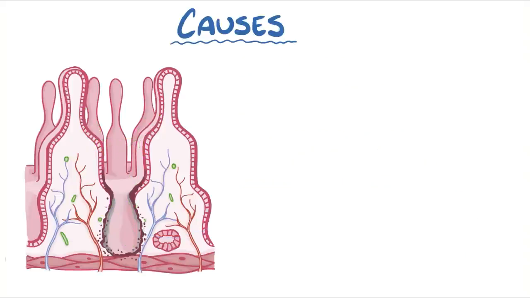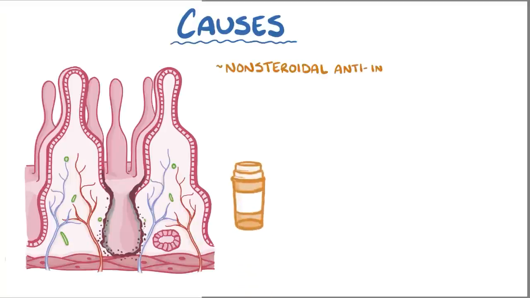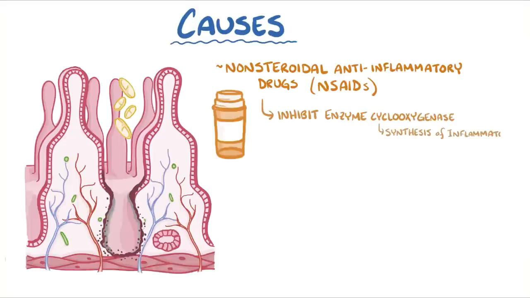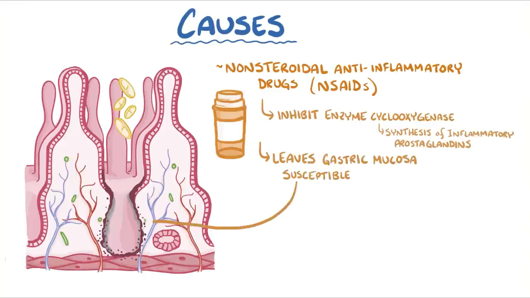Another cause of gastric ulcers, and less so duodenal ulcers, are non-steroidal anti-inflammatory drugs, or NSAIDs, like ibuprofen. NSAIDs inhibit the enzyme cyclooxygenase, which is involved in the synthesis of inflammatory prostaglandins. Reducing the level of prostaglandins over a prolonged period of time, though, leaves the gastric mucosa susceptible to damage, and over time ulcers can start to develop.